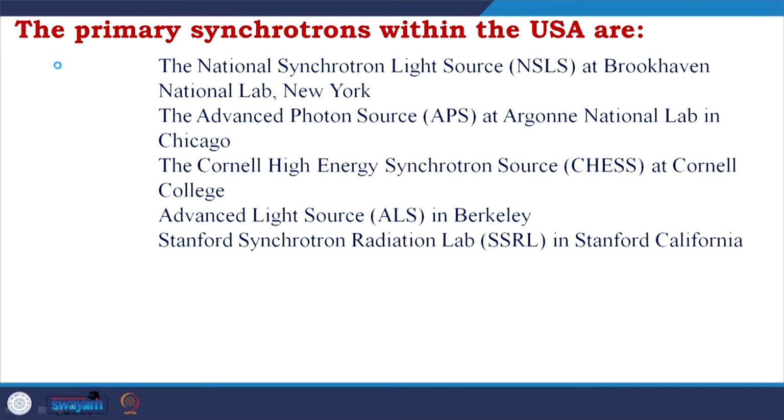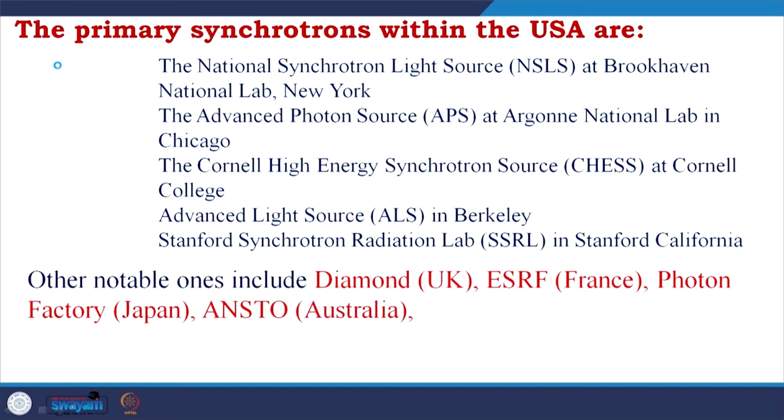Here I am giving you some examples of primary synchrotron sources. In the US, the National Synchrotron Light Source, NSLS, at Brookhaven National Lab, BNL, in New York. The Advanced Photon Source, APS, I just mentioned, at Argonne National Lab in Chicago, Illinois. The Cornell High Energy Synchrotron Source, CHESS, at Cornell. Advanced Light Source, ALS, in Berkeley, California. Stanford Synchrotron Radiation Lab, SSRL, in Stanford, California. Other notable ones include Diamond from the United Kingdom, ESRF from France, Photon Factory from Japan and the Australian Synchrotron from Australia.